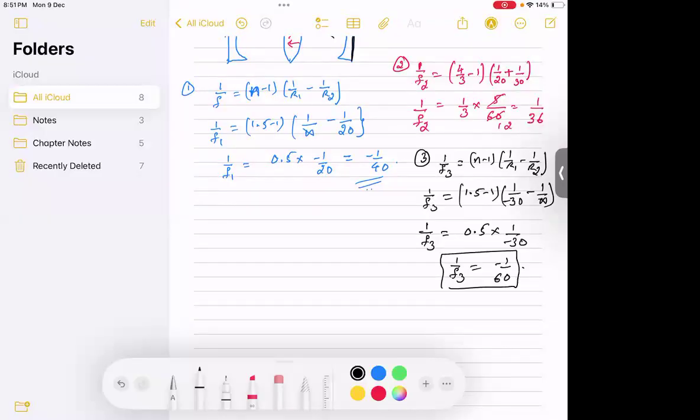So you know 1 by f1, you know 1 by f2, you know 1 by f3. According to the concept, if all the three lenses are in contact, then the effective focal length 1 by f is 1 by f1 plus 1 by f2 plus 1 by f3. Now you simplify all these things. You know what is 1 by f1?